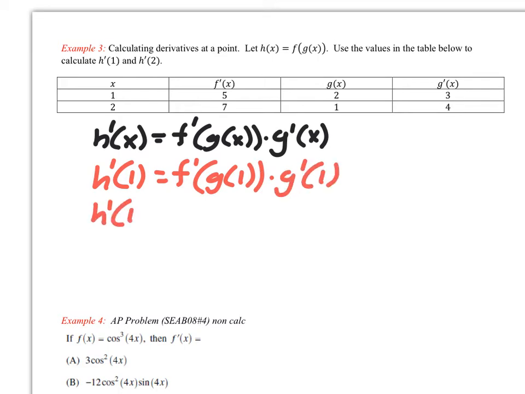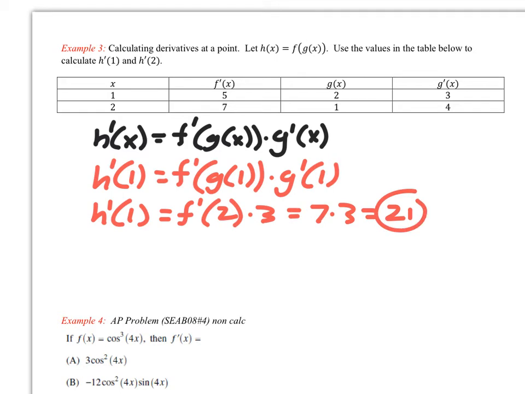So h prime of 1 would equal f prime of g of 1. Well, g of 1 is 2. Okay, so I want a 2 there. And g prime of 1 is 3. So I got a 3 here. F prime of 2 is 7. So I'm getting 7 times 3, which is 21. So h prime of 1 would be 21.